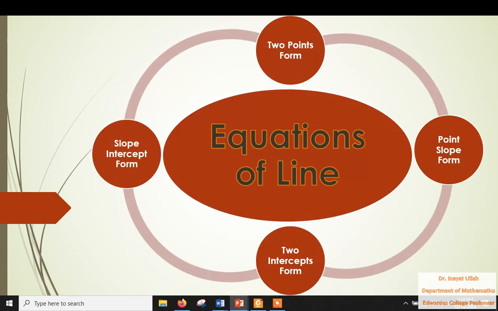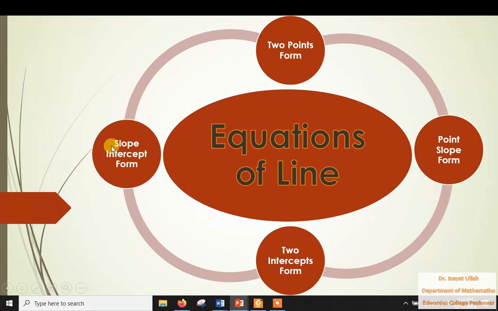Dear students, in this lecture we will learn how to find the equation of a line. There are various forms to find the equation of a line. The first form has been studied in your previous lecture, and that is the 2 points form of the equation of a line.